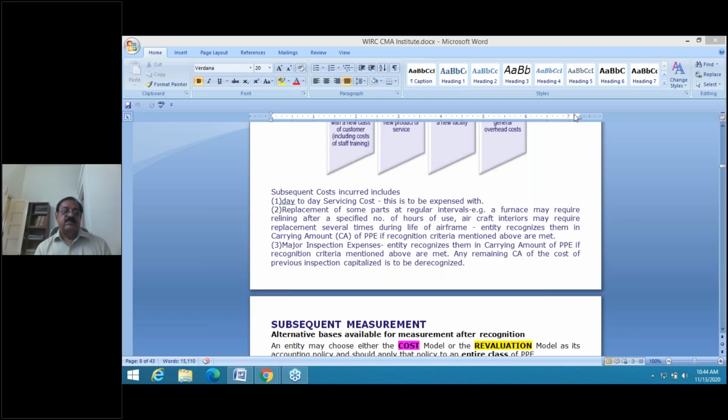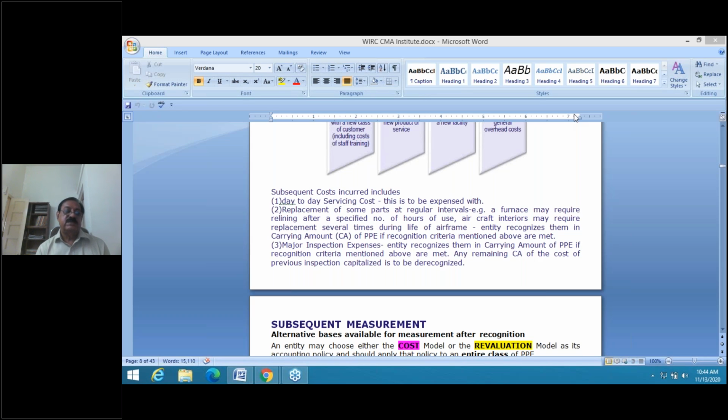So what about these expenses which are incurred subsequently? The entity recognizes them in the carrying amount of PPE if the recognition criteria mentioned above are met. The two recognition criteria we have seen: one is that future economic benefits should flow, and the cost can be reliably measured. Only then. So if it adds to your future economic benefit, only then are these types of expenses to be added. Otherwise, they are to be expensed.